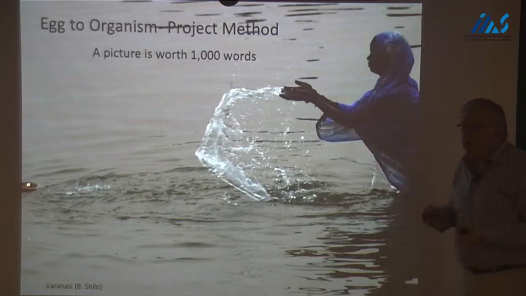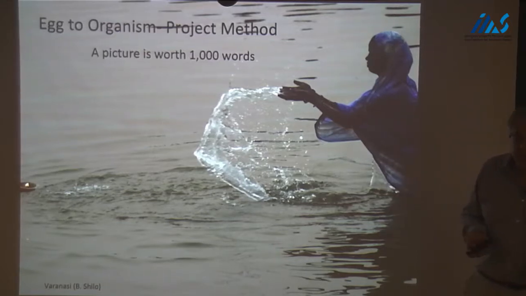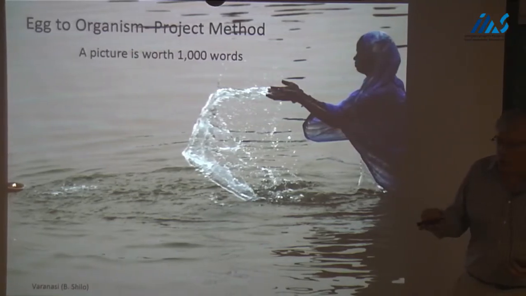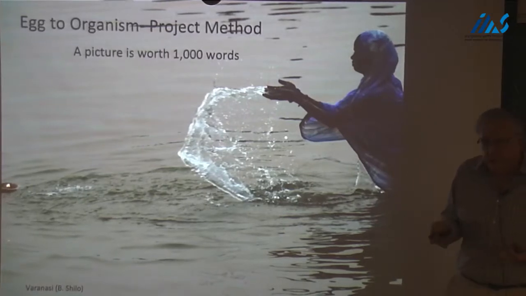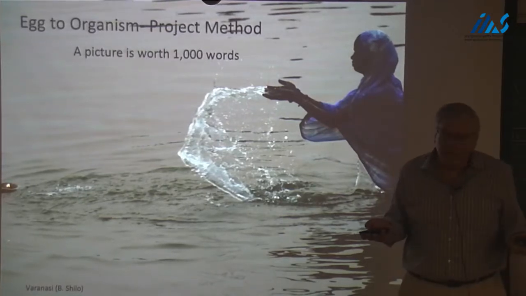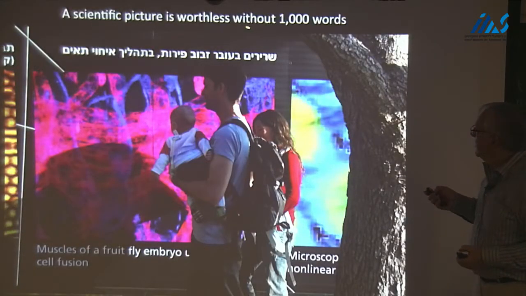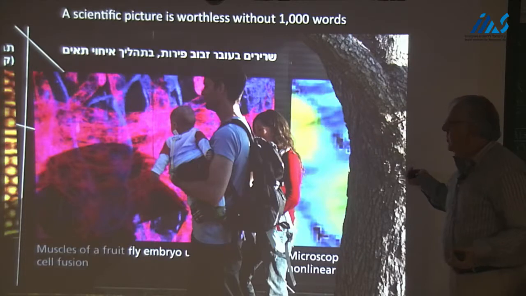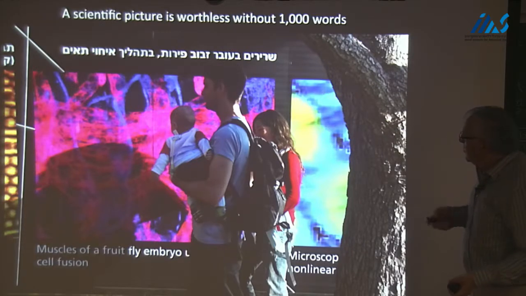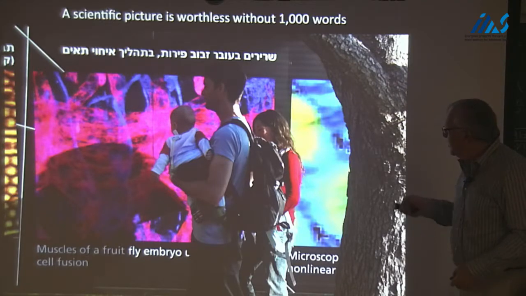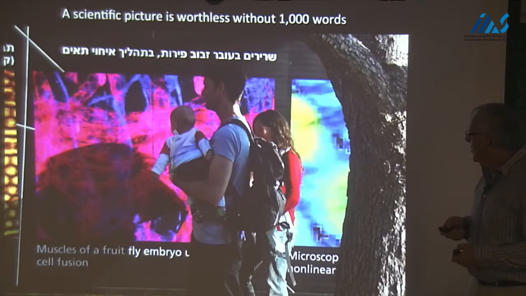On the other hand, we generate scientific pictures which are very useful, very important, very informative. They have a lot of background in them, but the general public, of course, is unaware of all that background. And therefore, one can actually say that a scientific picture is worthless without 1,000 words. You can look at this beautiful picture of the muscles of a fruit fly embryo, and the baby is the only one who is looking at the pictures. The parents couldn't care less. For them, it's just a bunch of nice colors and patterns, but it really doesn't mean much.